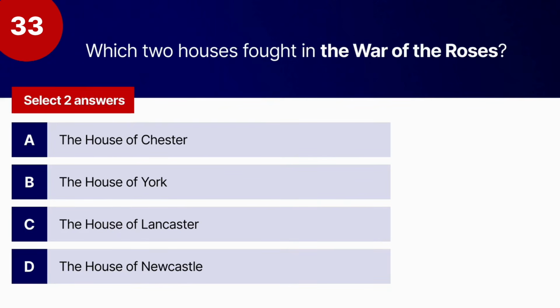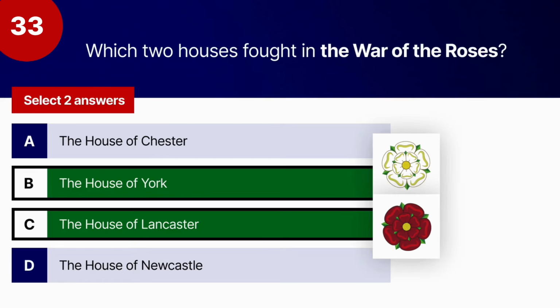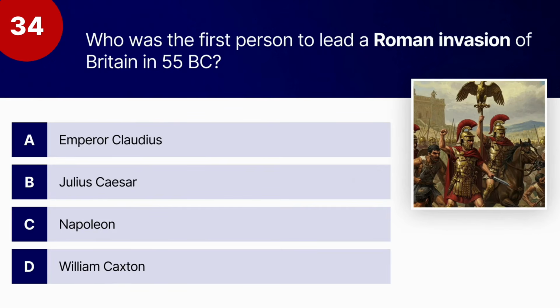Which two houses fought in the War of the Roses? The House of Chester, the House of York, the House of Lancaster, or the House of Newcastle? The answers are B. The House of York, and C. The House of Lancaster.